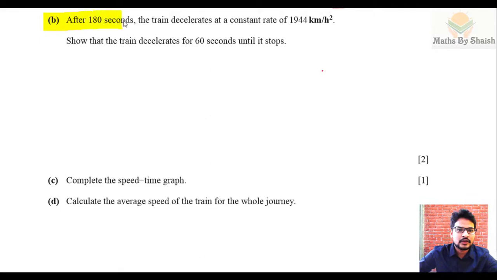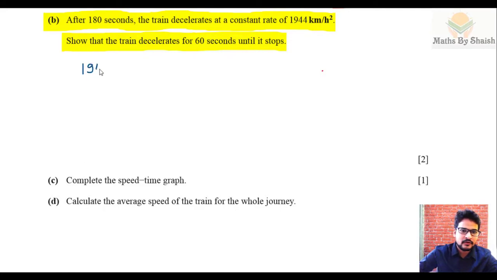Here's the B part. After 180 seconds, the train decelerates at a constant rate of 1944 km per hour squared. Show that the train decelerates for 60 seconds until it stops. First of all, we have seen from the graph we have seconds and meters, so we will convert this 1944 km per hour squared into meters per second squared. So it is 1944, kilometer becomes 1000 meters, and then hour squared.